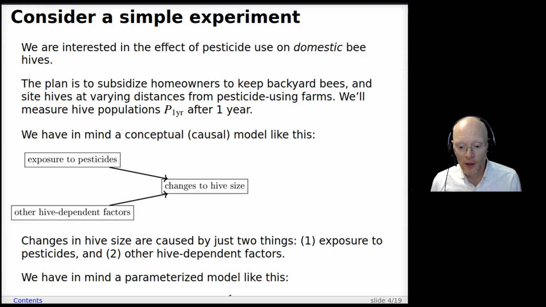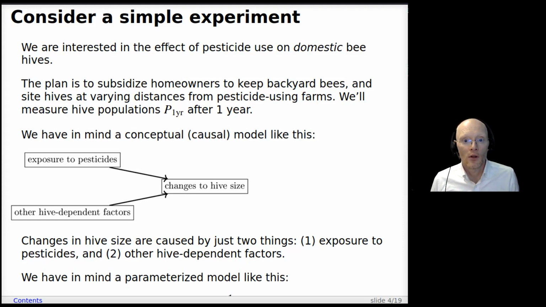So in fact, rather than going and looking for beehives, we're going to place them. So this is sort of experimental. We're going to find homeowners who are willing to host a beehive for a year. And then we're going to look at how far each of those sites is from a pesticide using farm. And we're going to look at how the populations of each hive change over 1 year. And the question is going to be, to what extent hives that are closer to the pesticides suffer a larger population loss.